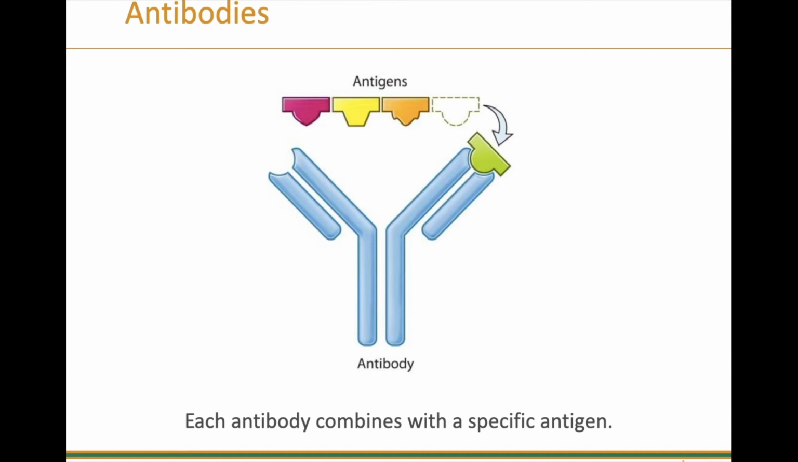We need to know the structure of an antibody. So here's what an antibody looks like. It looks like a letter Y, and on each end there's a binding site, and as you can see, this one binds to this round looking antigen, but we would have other antibodies that are specific for different antigens. So you would have antibodies for chickenpox and antibodies for influenza and antibodies for different bacteria.